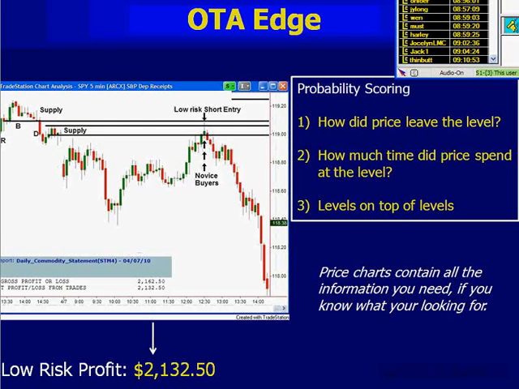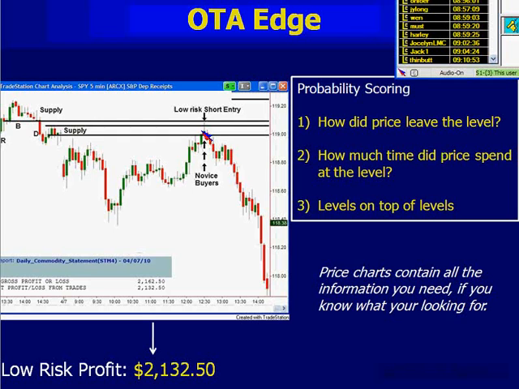So yeah, when you have levels on top of levels, there are really a couple of ways you can enter that position. Well, I guess there are 3 ways. You can enter the whole position at the lower level, or you can enter part of the position at the bottom level and a little more of the position at the upper level, with a stop for the whole position above both areas.